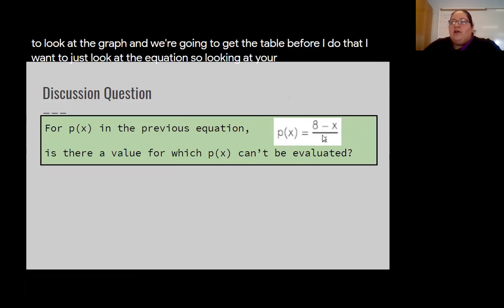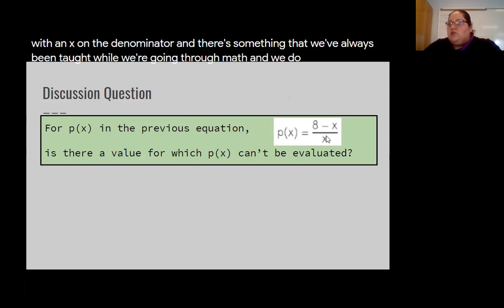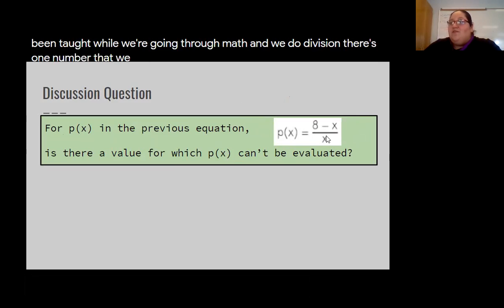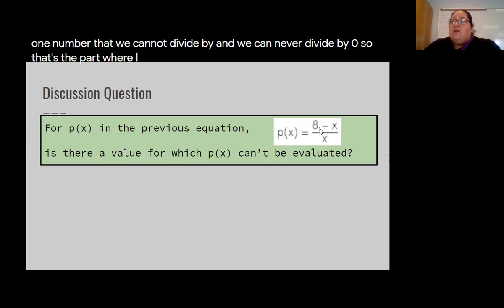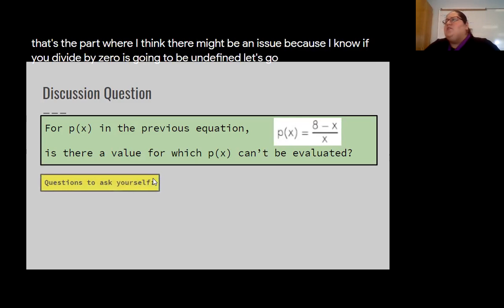Looking at here, we have a fraction with an X in the denominator. And there's something that we've always been taught while we're going through math when we do division. There's one number that we cannot divide by, and we can never divide by 0. So that's the part where I think there might be an issue, because I know if you divide by 0, it's going to be undefined. So let's go ahead and look at the graph.